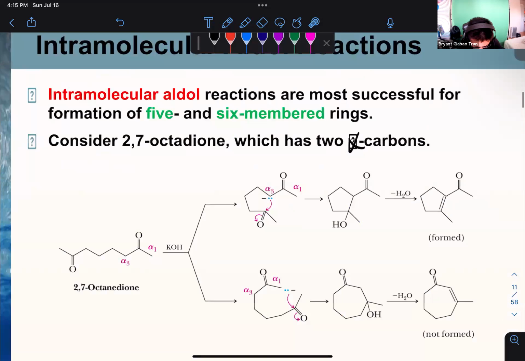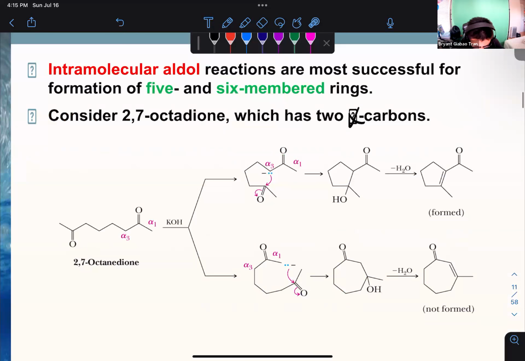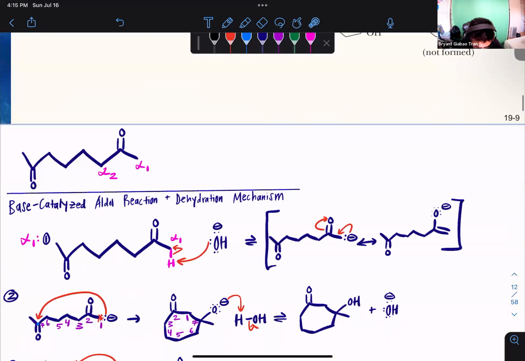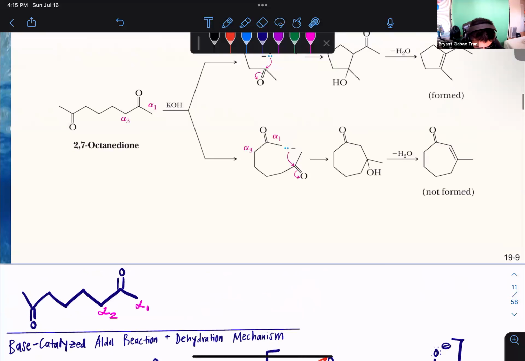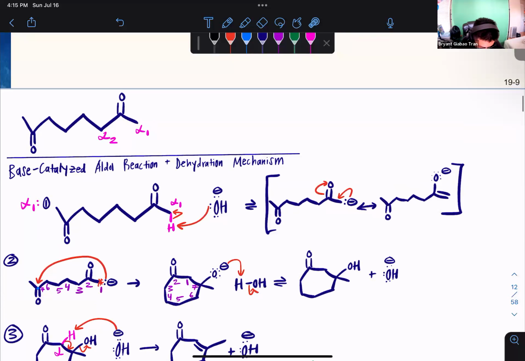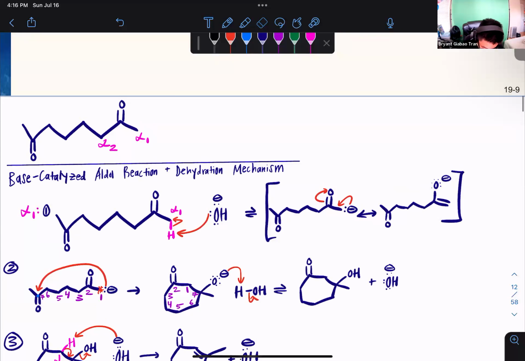Oh yeah, this is the one that you saw on Discord right here. This is an intramolecular Aldol reaction right here, where we have two alpha positions that could be the nucleophile. So let's do alpha 1 first, and then let's do alpha 3 after that.